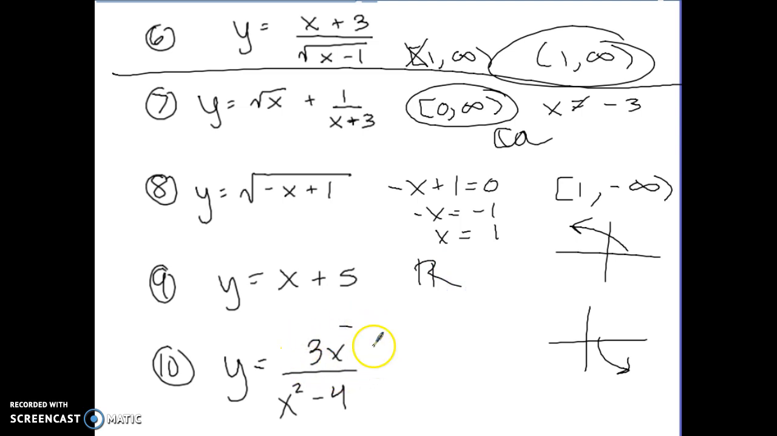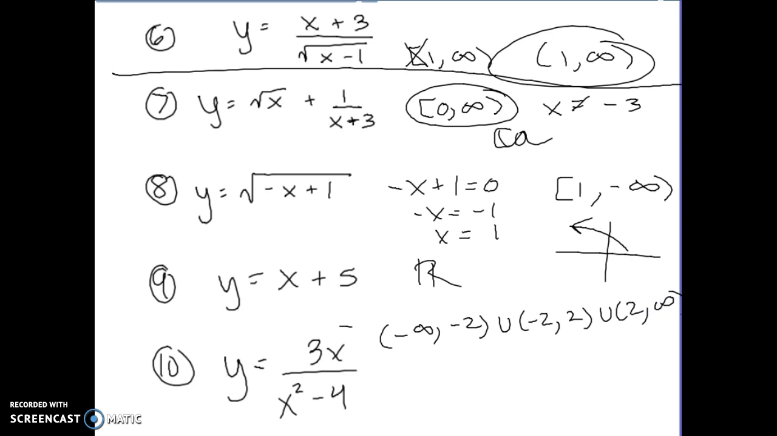Nothing's happening here. Set the bottom equal to 0. What two numbers, when you square them and subtract 4, give you 0? 2 and negative 2. So x can't be 2 and it can't be negative 2. We do that by saying negative infinity to negative 2, negative 2 to 2, 2 to infinity. If you have something squared, you're going to have two unions. Would you factor that though? You could, yeah, you totally could. That would give you the 2's. They do the same thing.